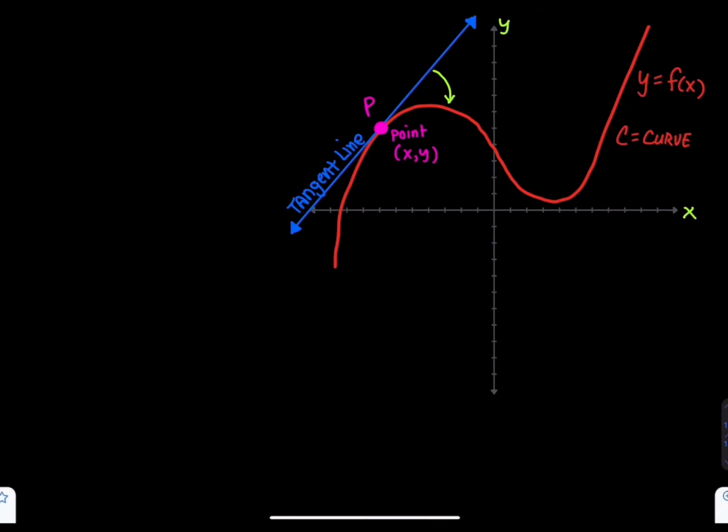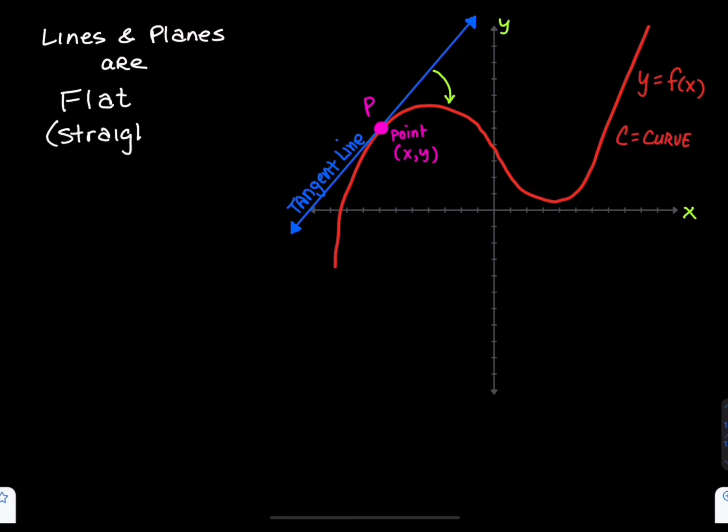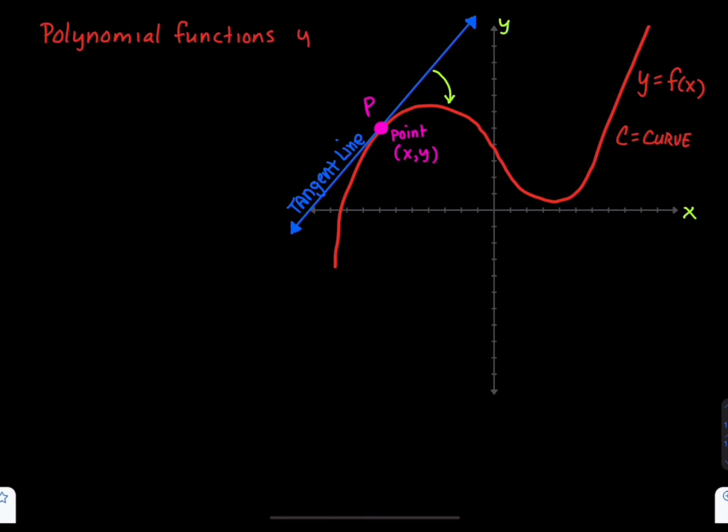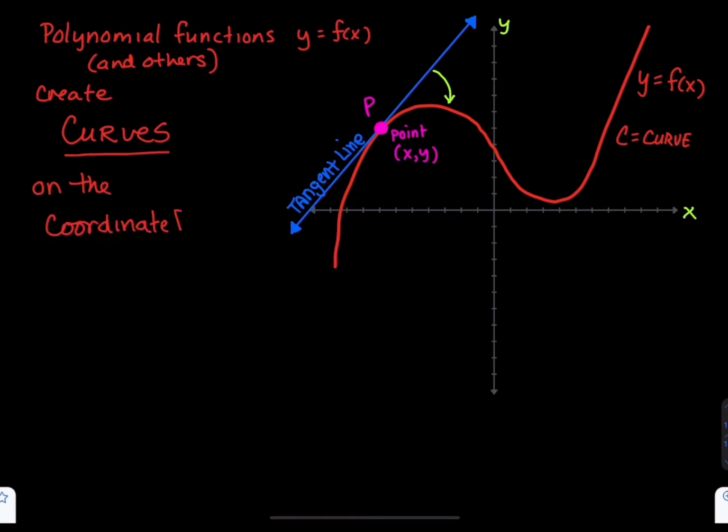Lines are straight. What about curves? Lines and planes are flat, meaning straight. Polynomials, rather, tend to be curved. And so we can use polynomials to help us describe the curvature of space.